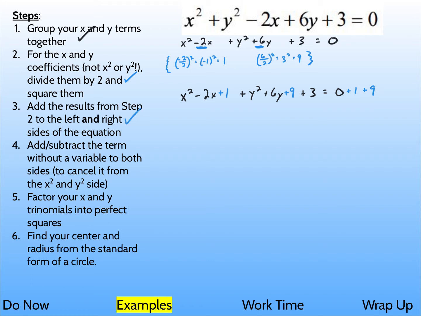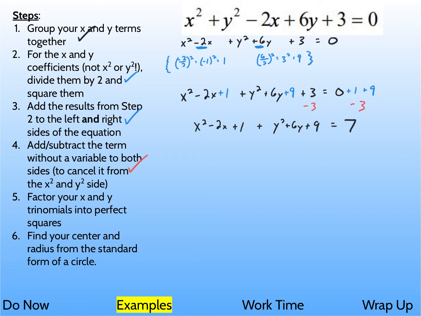What we want to do now, step 4, is add and subtract this original term. We just want to get rid of this 3 and move it over to that side. So we'll subtract 3 from both sides. Then I'm going to rewrite this equation a little easier. We end up with x squared minus 2x plus 1, which is a trinomial by itself, plus y squared plus 6y plus 9 equals, and we have 1 plus 9 minus 3, which is 7.